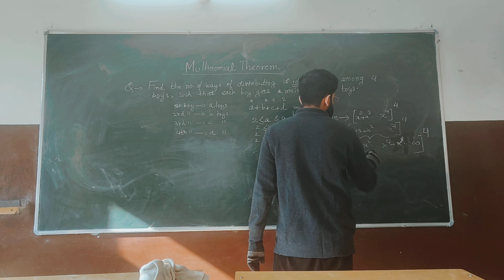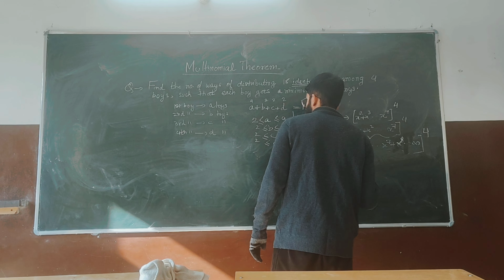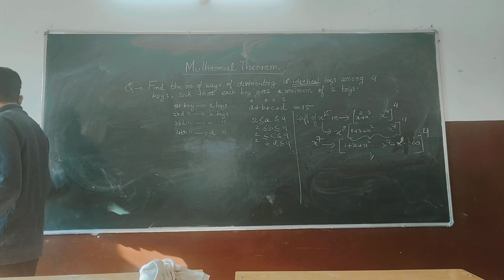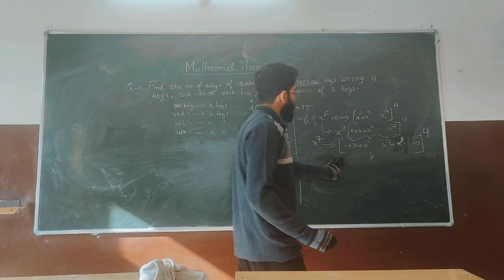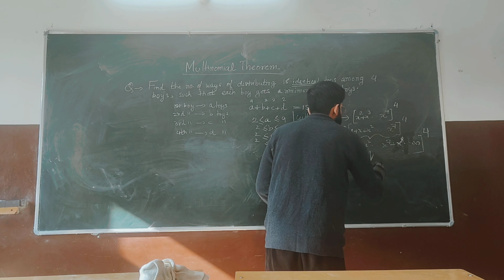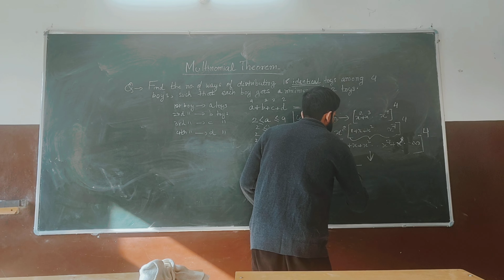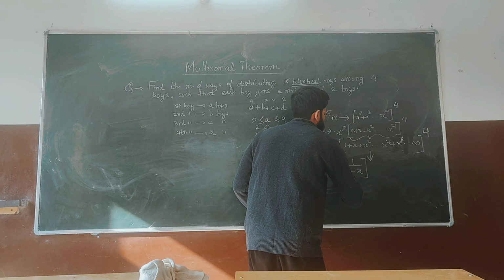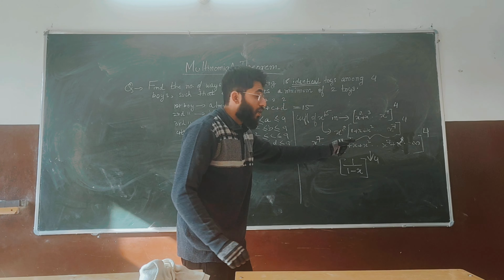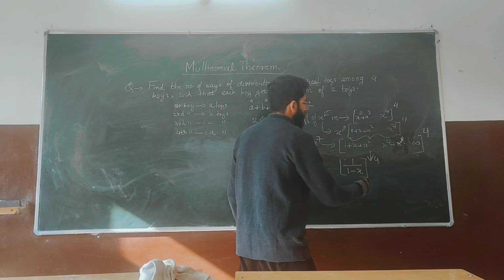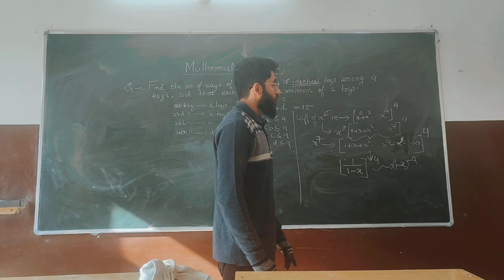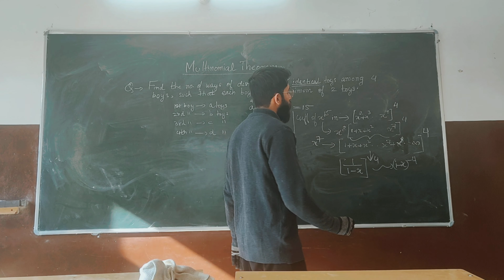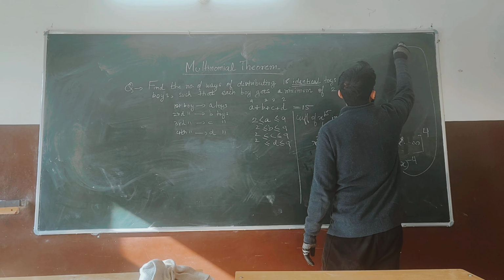Now I know this series is nothing but 1 by (1 minus x) to the power 4, right? Because the common ratio is x. So this is nothing but (1 minus x) to the power minus 4. And I have to find the coefficient of x to the power 7 in this, okay? I will write it on top because I am running out of space.